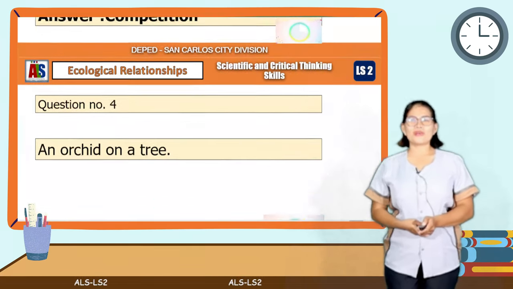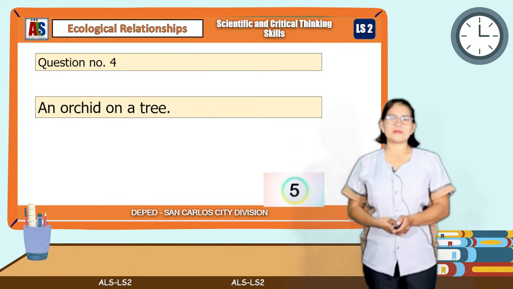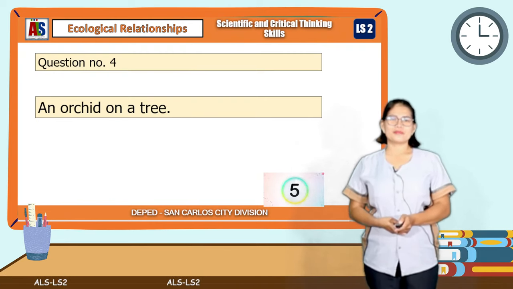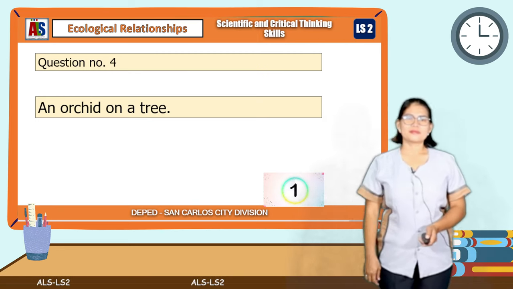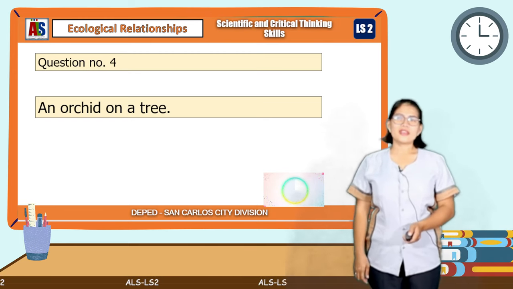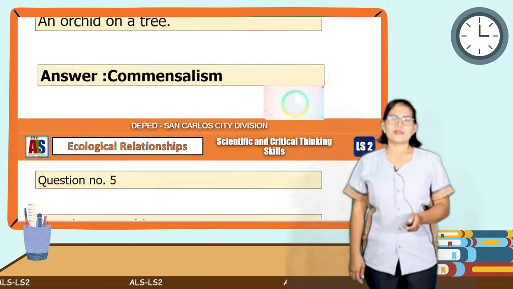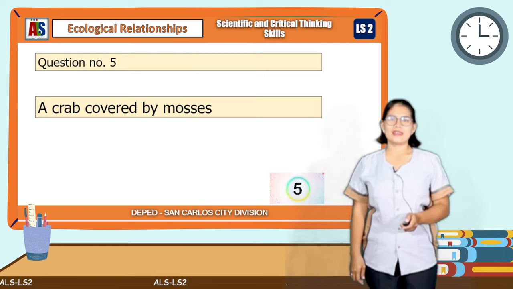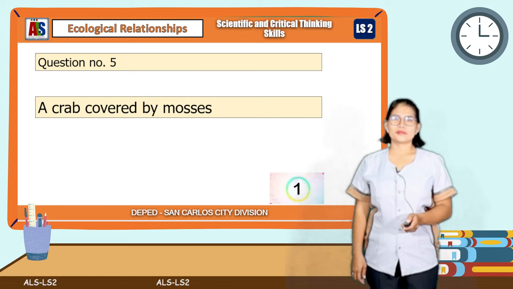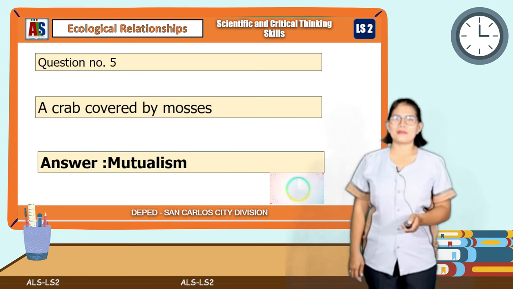For question number four, an orchid on a tree. Then the answer is commensalism. For question number five, a crab covered by moss. What will be your answer? The right answer is mutualism.